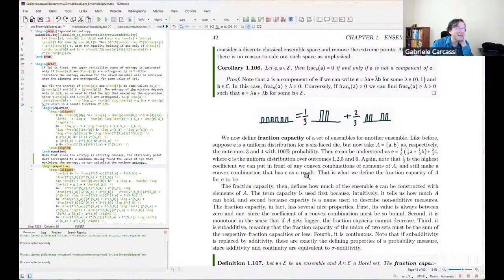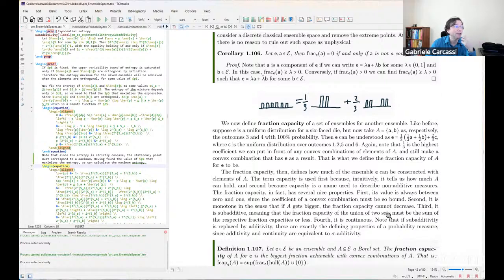Okay, so that's basically the idea. You take A, you make all the convex combinations, you find the biggest coefficient, that's the fraction capacity. The fraction capacity then defines how much of the ensemble E can be constructed with elements of A. The term capacity is used first because intuitively it tells us how much A can hold, and second because capacity is the name used to describe non-additive measures. So it works in both ways.